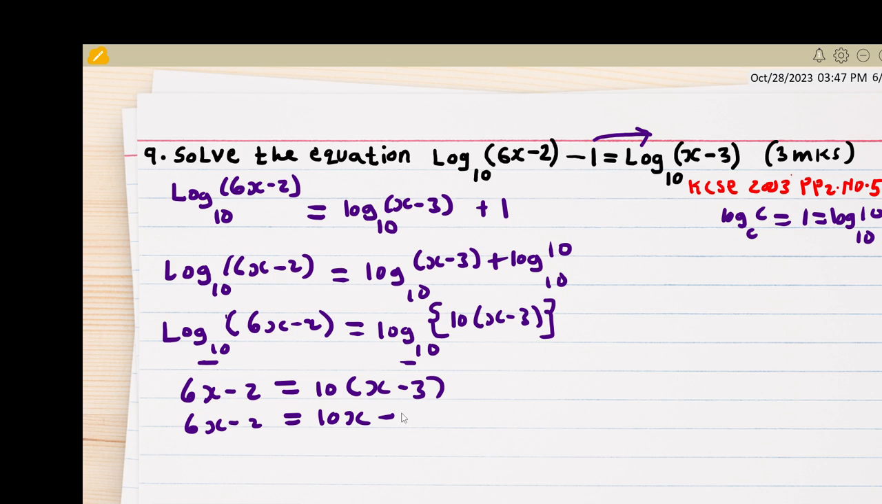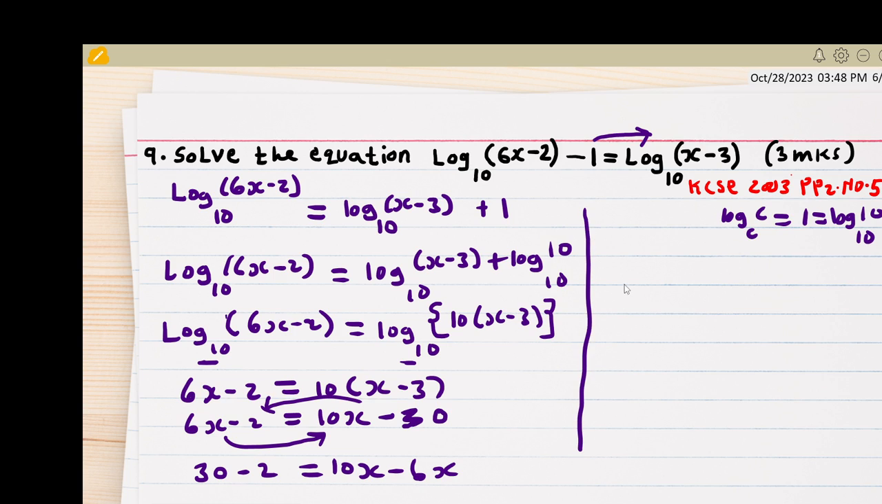So negative 30. Then if I collect the like terms, I'll take the 6x to the other side, then I take 30 to this other side. So I'll have positive 30 minus 2 being equal to 10x minus 6x.